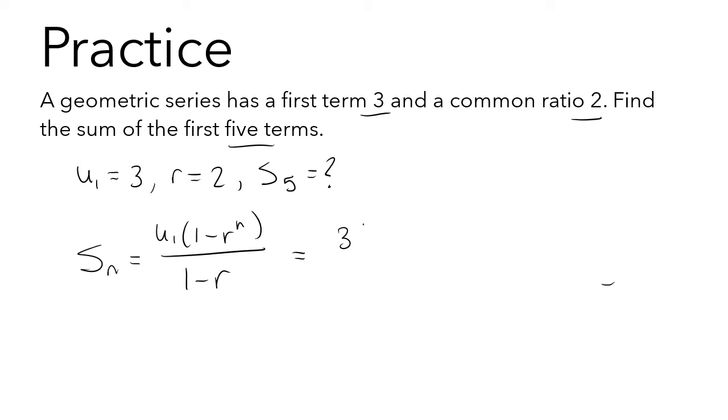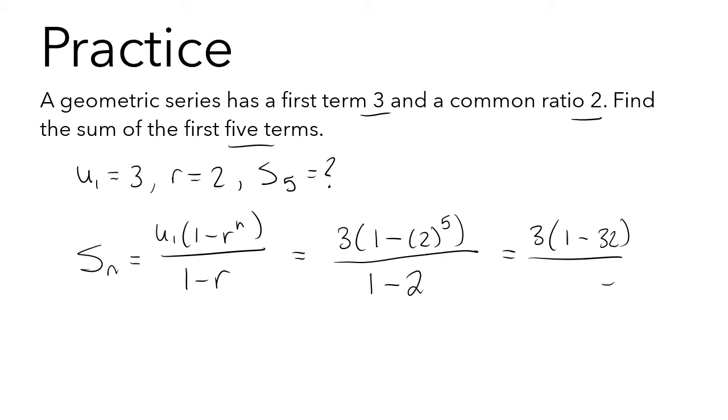u1 is going to be 3, 1 minus my ratio, 2, to the 5th power, all divided by 1 minus 2. This is going to give me 3 times 1 minus 2 to the 5th power. 2 times 2 is 4, times 2 is 8, 16, 32. All that's divided by negative 1. And then we simplify the top, that gives us negative 93 divided by negative 1. And that's going to be 93, so our sum is 93.